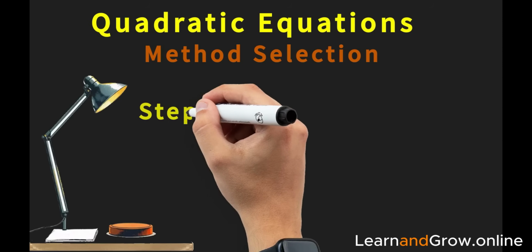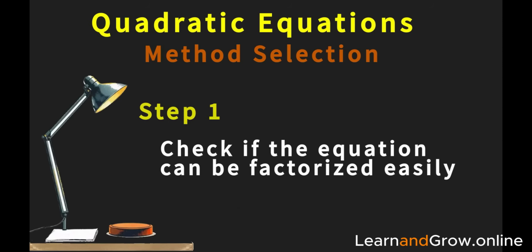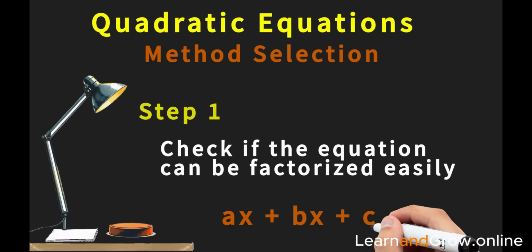Step 1, check if the equation can be factorized easily. If the numbers are small and you can quickly find two factors that add up to b and multiply to a multiplied by c, then factorization is the fastest and cleanest method.